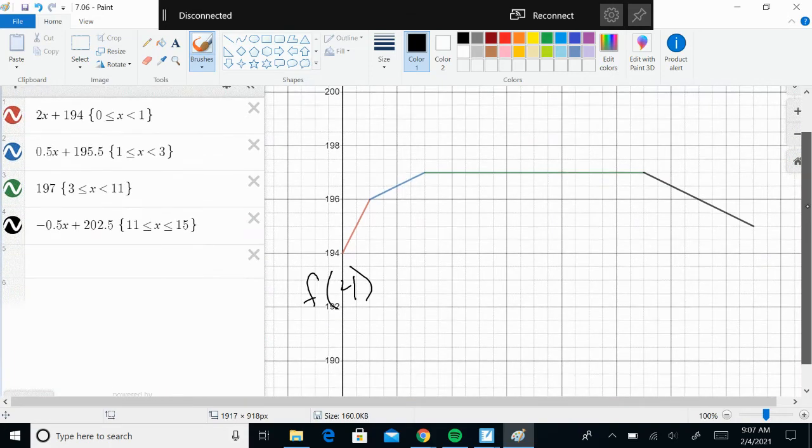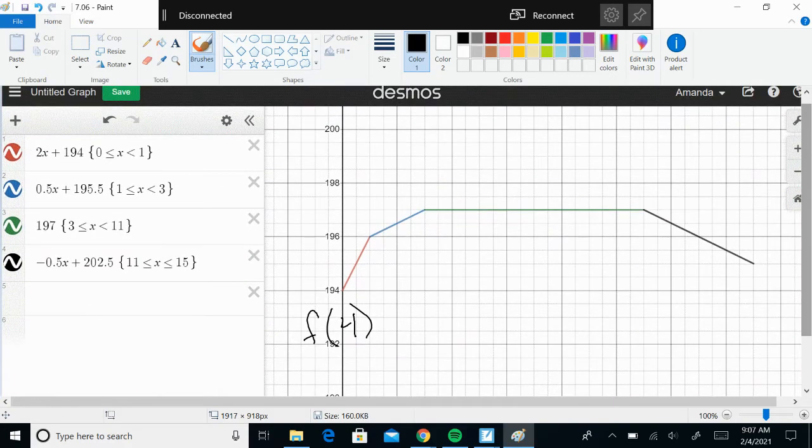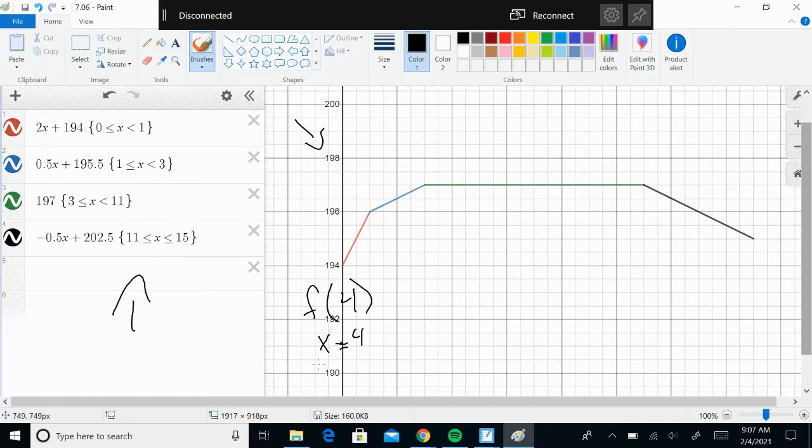There's a couple ways you can do this. The first way is to use the domain and ranges over here, and the second way is to use your graph. But first of all, let's talk about what f of 4 even means. This is called function notation, and all it means is that x equals 4, and it's asking you to find what y equals. It's just another way to write points.